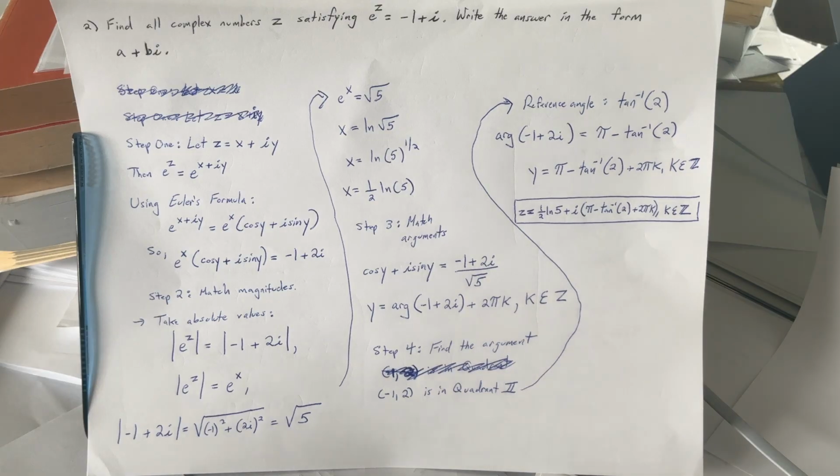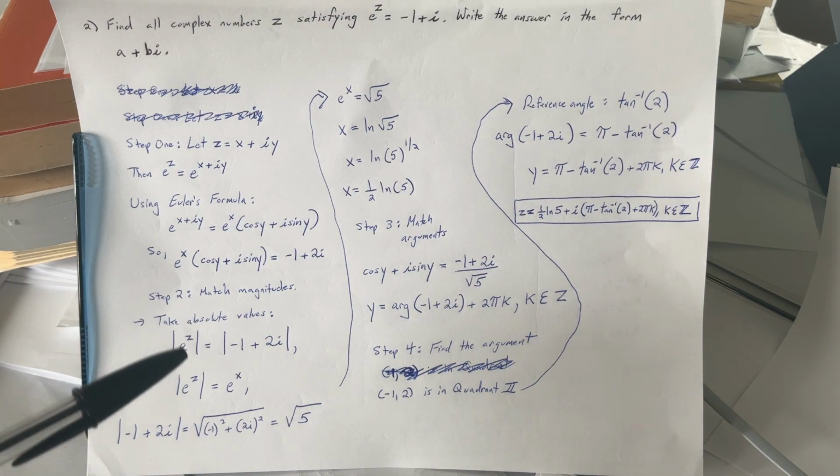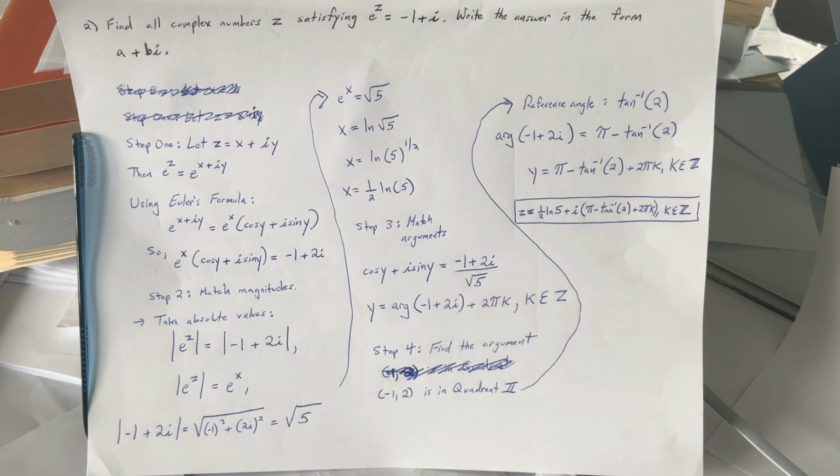After that, step 2, match the magnitudes. So take the absolute values of e to the z, set it equal to the absolute value of negative 1 plus 2i. The absolute value of e to the z equals e to the x. And then the magnitude of negative 1 plus 2i is root 5. Okay. Set e to the x equal to root 5.